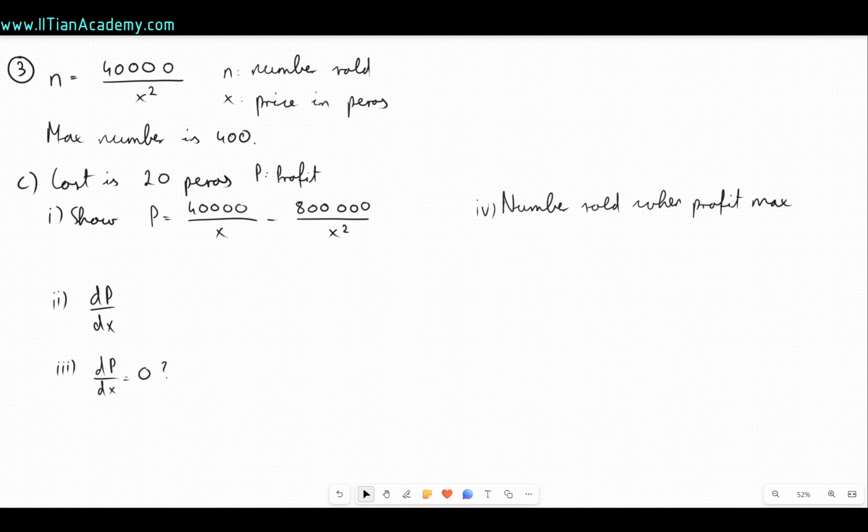So in part C, we're told that the cost of making a smoothie is 20 pesos, and we're told that the total profit is simply the total income minus the total cost of making them. So in part 1, we need to show that the profit is given by this function.